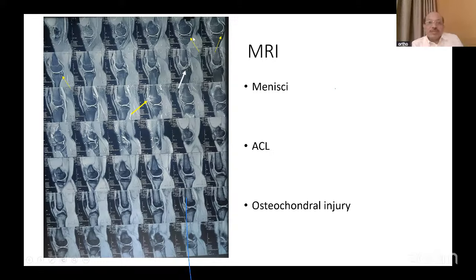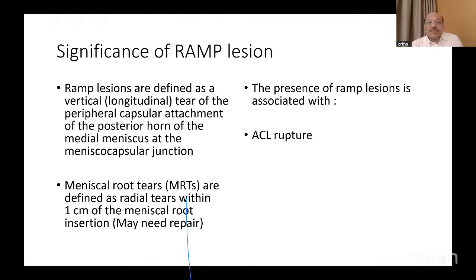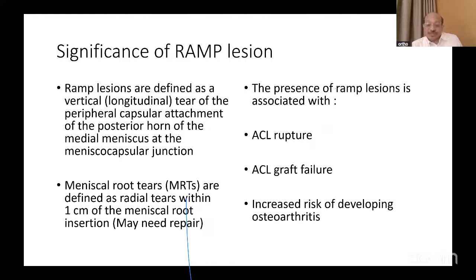With a ramp lesion, you have to check whether the ACL is intact or not, because the ramp lesion is associated with ACL rupture, or it may be associated with ACL graft failure. After ACL reconstruction, that can indicate graft failure, and there is a high risk of developing osteoarthritis. So it is most important to diagnose whether it is a posterior root lesion or a ramp lesion.